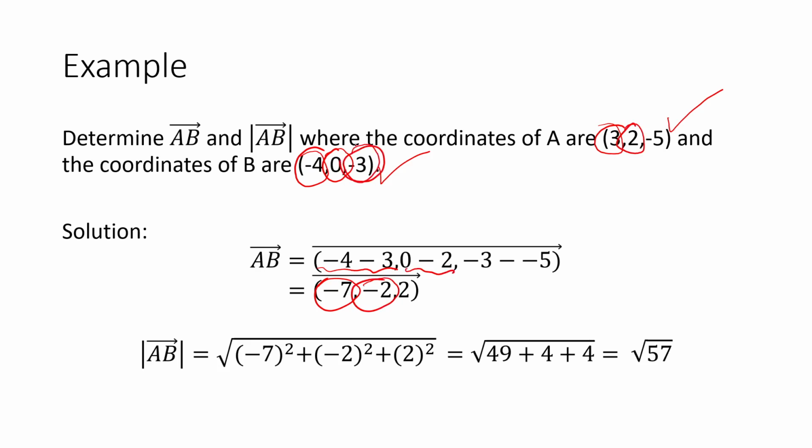And then, of course, subtract the z-coordinates backwards. -3 minus -5 will be +2. And so the z component of the resultant vector AB will be 2. So the vector AB will be equal to the vector -7, -2, 2. To determine the magnitude of vector AB, we'll simply add the squares and then square root the result. It's like a three-dimensional Pythagorean theorem, and we get root 57 as our final answer.